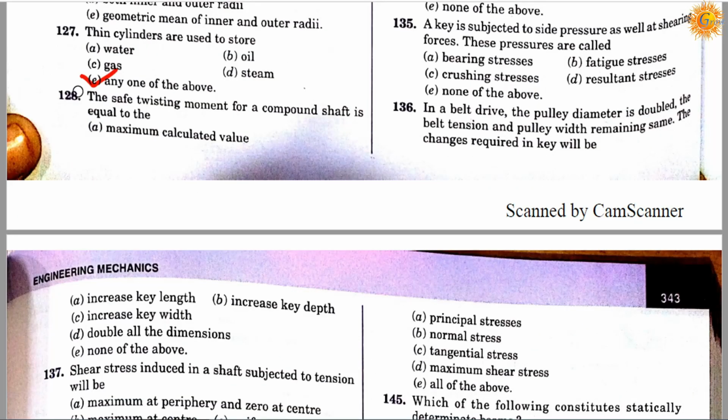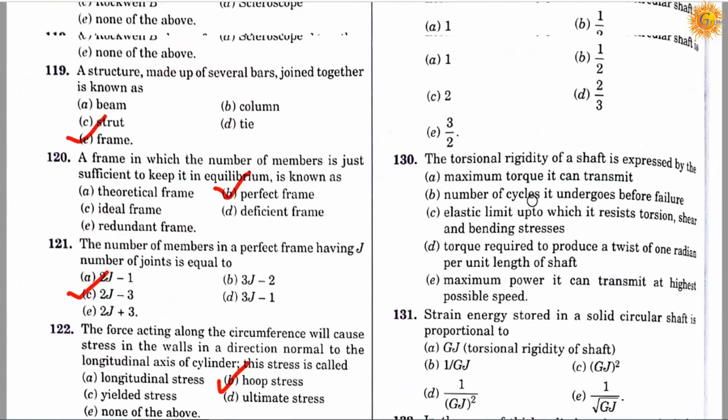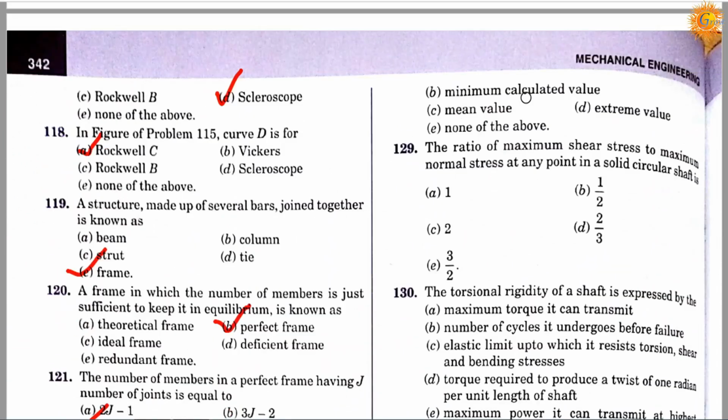Question number 128. The safe twisting moment for a compound shaft is equal to the: option A maximum calculated value, option B minimum calculated value, option C mean value, option D extreme value, option E none of the above. So correct answer is B, it will be minimum calculated value.